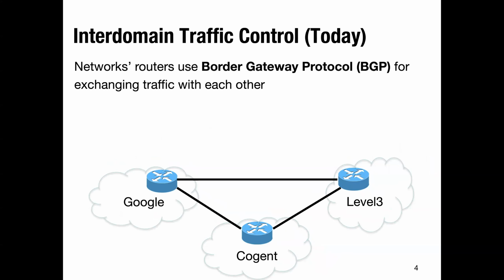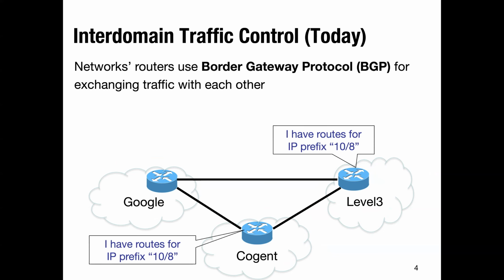So let's talk about how interdomain traffic control is enabled today. This is a title that I used a couple of years ago, but mainstream-wise, most of the networks still use BGP. So I think this is still a fair assessment of how interdomain traffic control happens today, right?